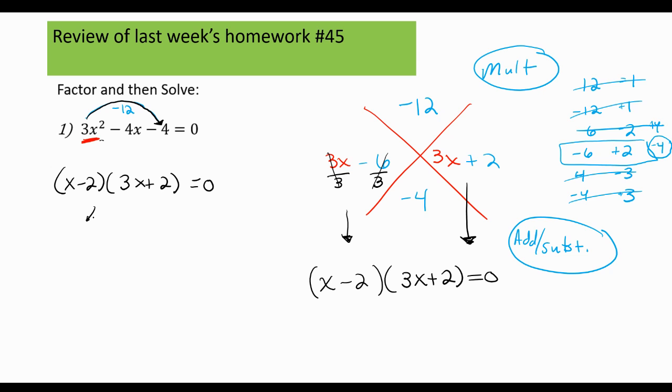And you're going to set each factor equal to 0 and solve. So x minus 2 equals 0. Pop the 2 over, you would add 2, right? So x would be equal to 2 here, because you add 2 to both sides. This one's going to come up to be a fraction. Set it equal to 0. Set each parenthesis equal to 0. Pop the 2 over, so that would be subtract 2.